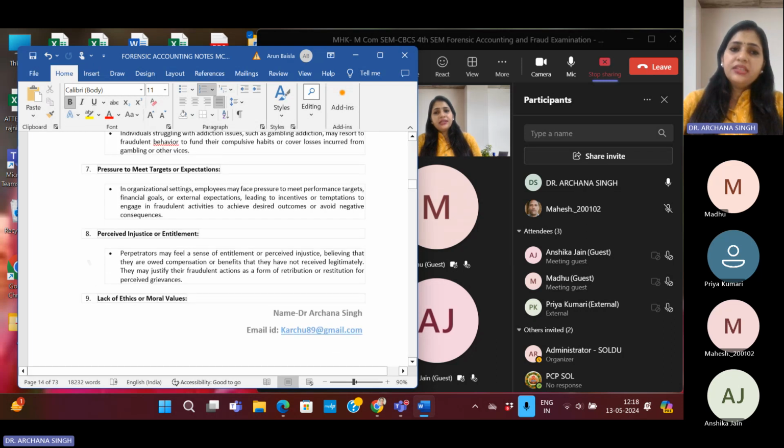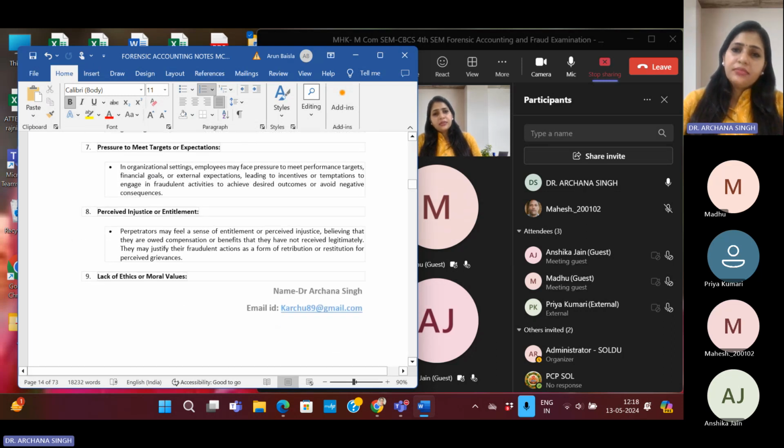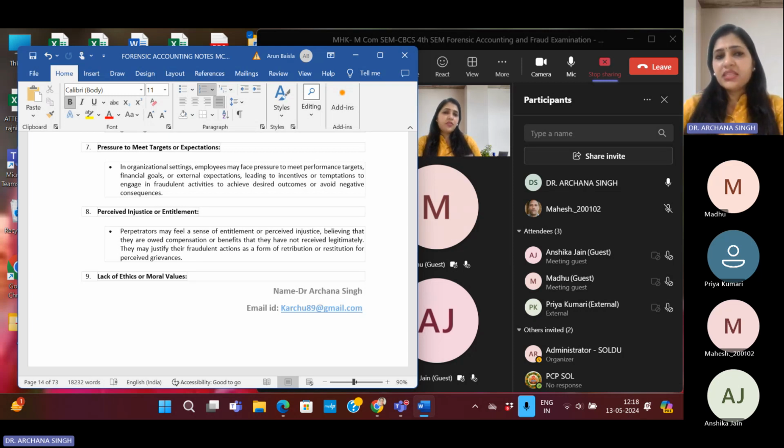Then pressure to meet the targets and expectations, like in the current environment, every employee, if I say, is facing some kind of pressure from their companies. Some employees may face that they have to meet these performance targets, these financial goals, these external expectations, so they may do the fraudulent activities to achieve those desired outcomes and avoid negative consequences.